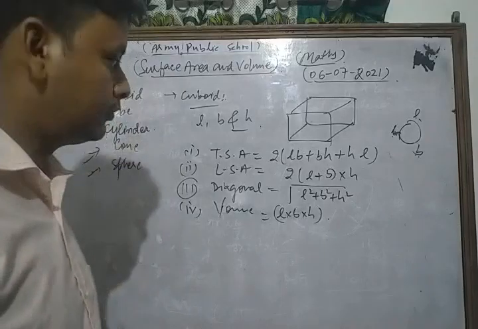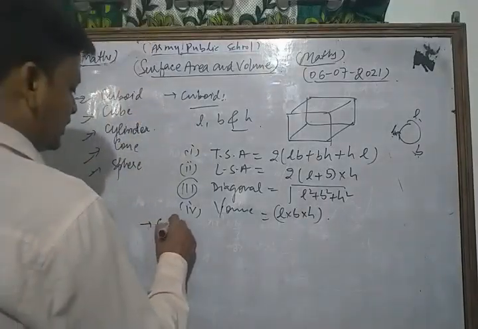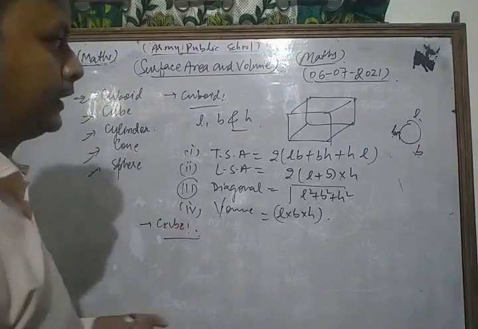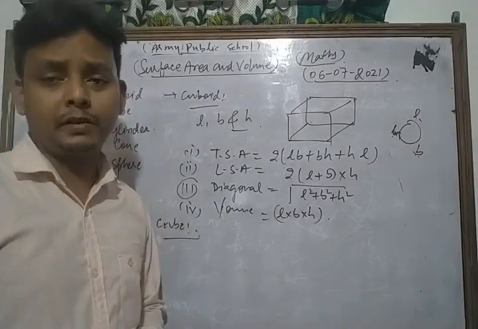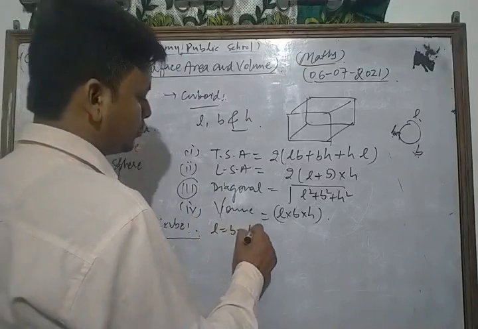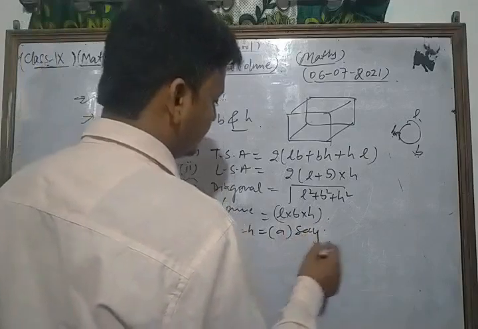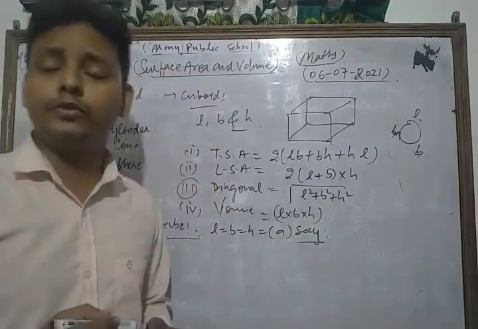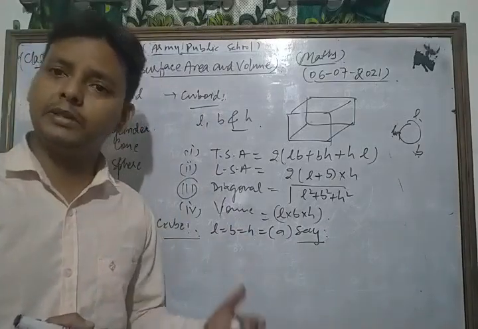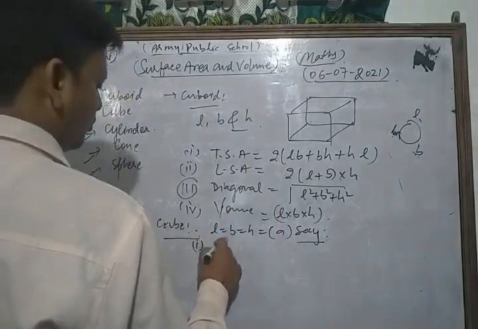Now we are going to discuss all the important formulas related to the cube. A cube is also a solid bounded by six rectangular plane regions, all of its length, breadth and height being the same. Means in a cube, length equals breadth equals height. Let us take it equal to a. Each dimension of the cube remains constant.